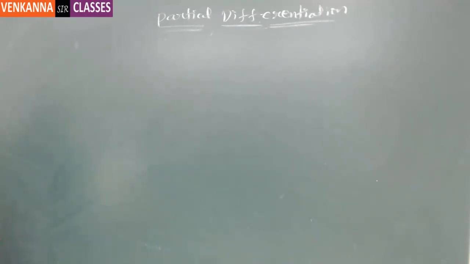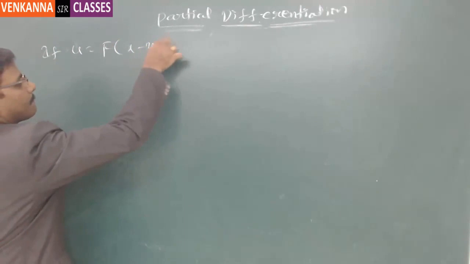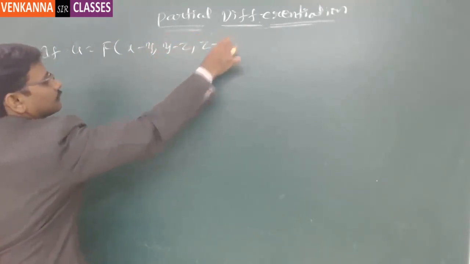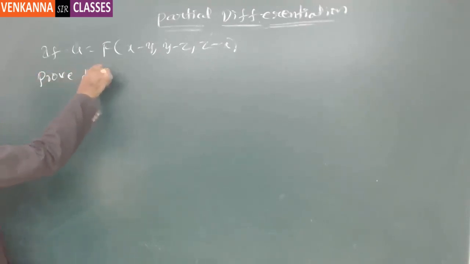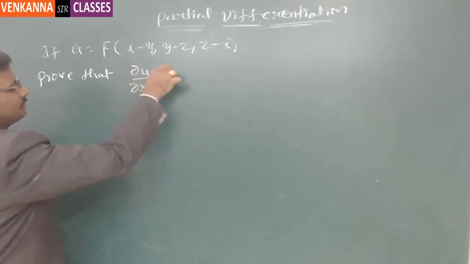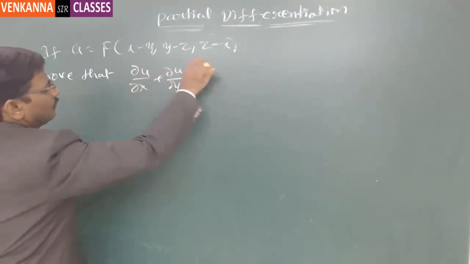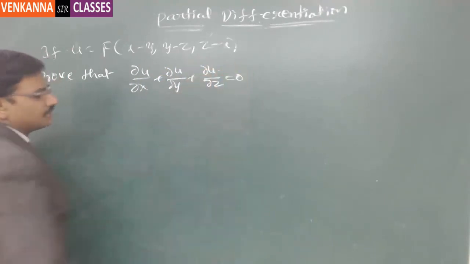Note down one more. If u is equal to f of (x minus y, y minus z, z minus x), prove that ∂u/∂x plus ∂u/∂y plus ∂u/∂z is equal to 0. Can you try this now?